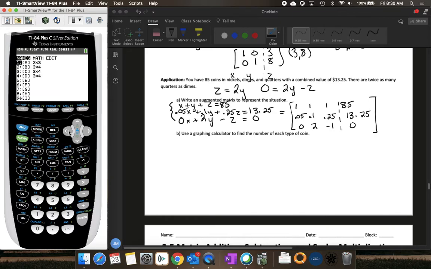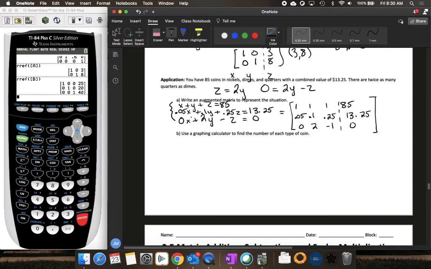Let's go back and find that matrix operation of RREF. We'll select matrix B, which is where we typed those in. And then here is our solution. Our new augmented matrix using reduced row echelon form was 1, 0, 0, 25, 0, 1, 0, 20, and 0, 0, 1, 40. So as an ordered triple, our solution would be (25, 20, 40).